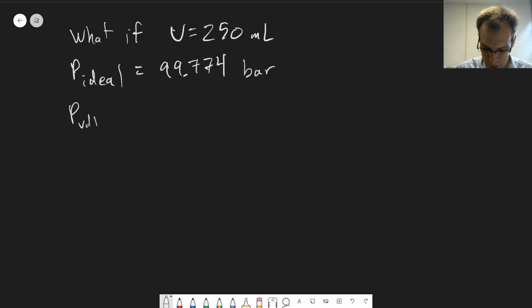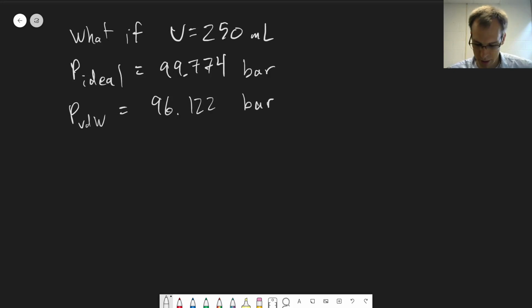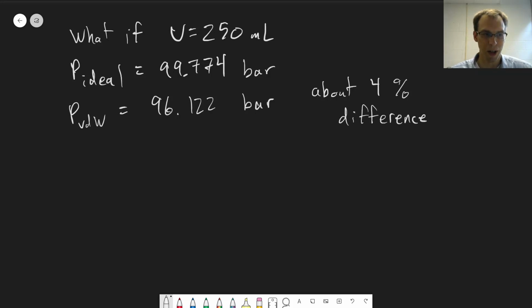If we do the same thing with the van der Waals equation, though, we get a slightly different answer. We get 96.122 bar. And now we see there's a 3 bar difference, or if we want to do it in percentages, it's about 4% difference. So we can see now that as we're getting to higher pressures, the ideal gas law is not performing as well, and the van der Waals makes a much bigger difference.